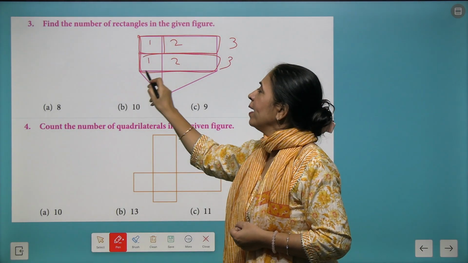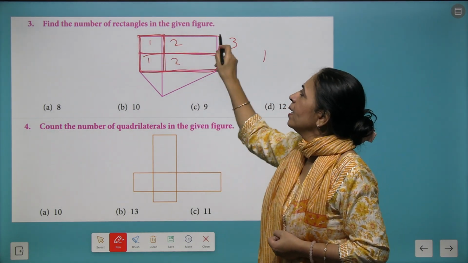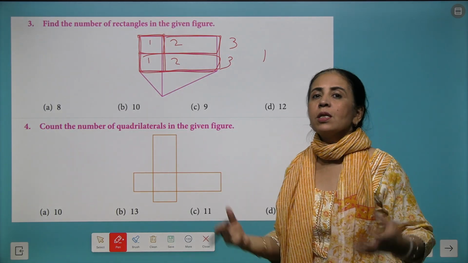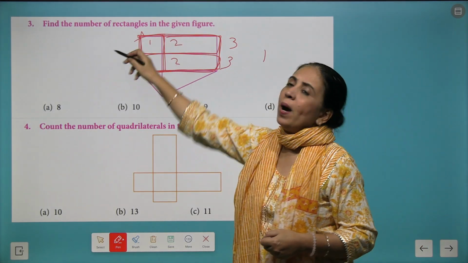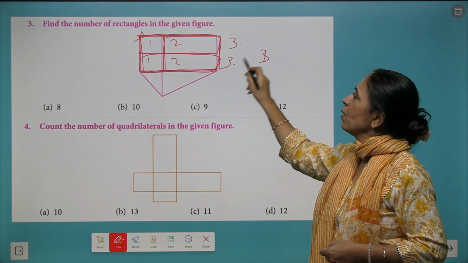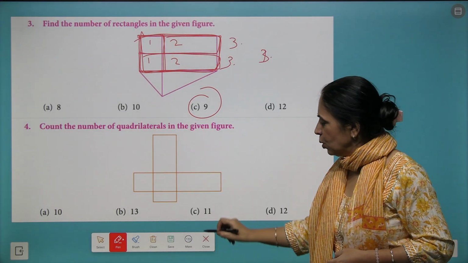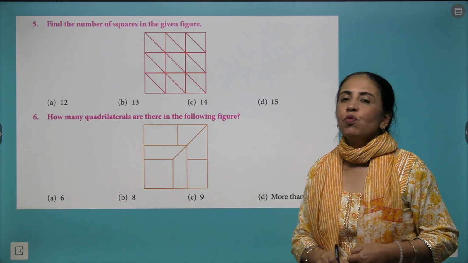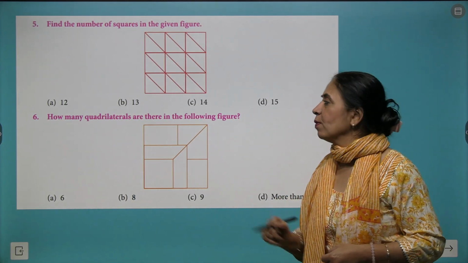And can you find, this is another rectangle and this one is another rectangle, and what is the combination of these two rectangles? Again, this bigger one. So we say 3 more rectangles, 3 plus 3 plus 3 gives you 9. Understood? Now the same pattern could be applied here to find the number of quadrilaterals. Here we need to find the number of squares.